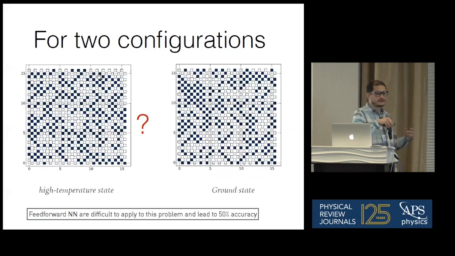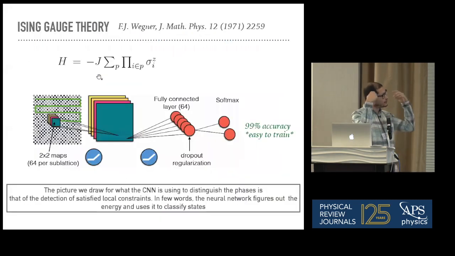Indeed, these feed-forward neural networks struggle to learn the difference between the two. But when you introduce more information into the ansatz, for instance in terms of a convolutional neural network that brings back information about the dimensionality of the system and the locality, then this neural network succeeds at recognizing these different patterns. The picture that we draw analytically is that these convolutional neural networks distinguish phases based upon the satisfied local constraints of the gauge theory, which is whether or not these plaquettes in the square lattice satisfy the constraints imposed by the Hamiltonian.